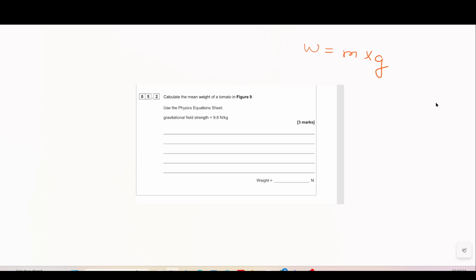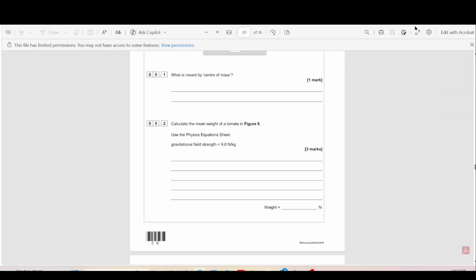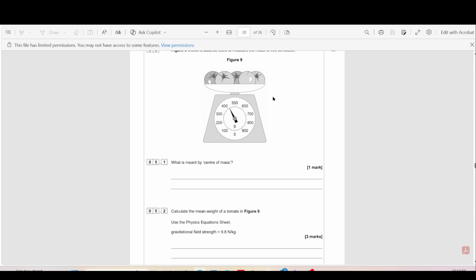This is the weight, mass. Do I need to know that, was it on the equation sheet? Can you check? It says to use the equation sheet. Yeah, I see it. Weight equals mass times gravitational field strength. Yes, exactly. So 9.8. The mean weight of a tomato. What is the mean weight?